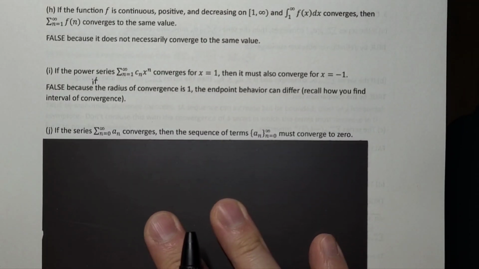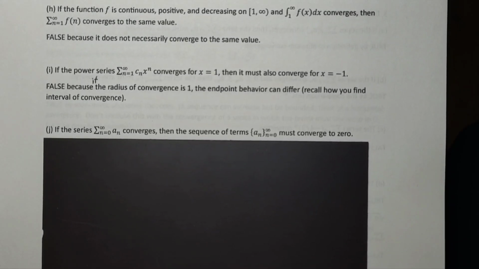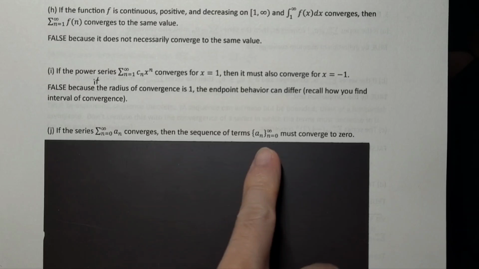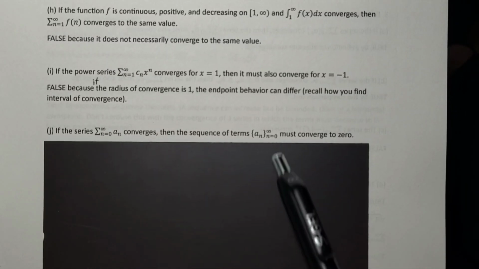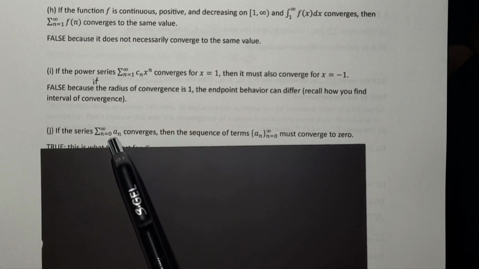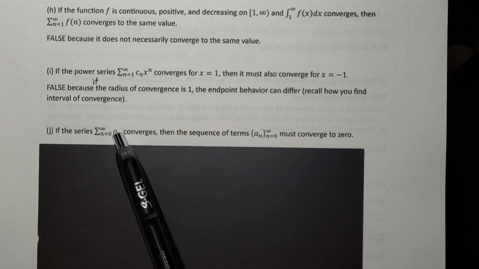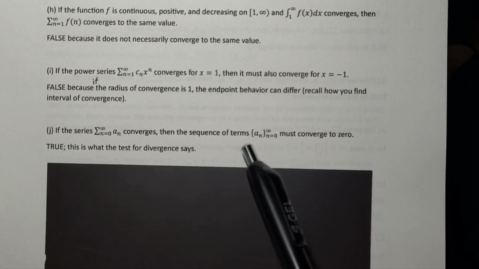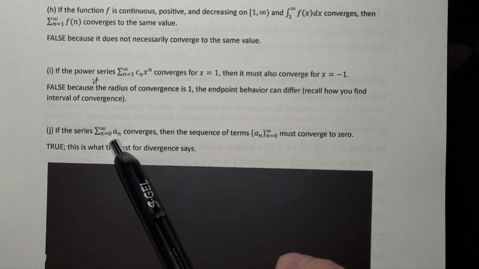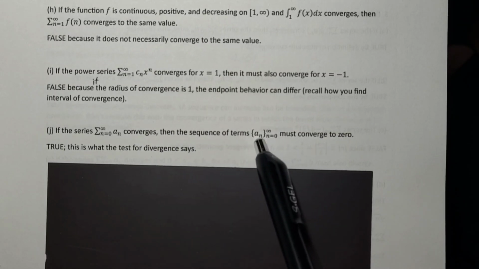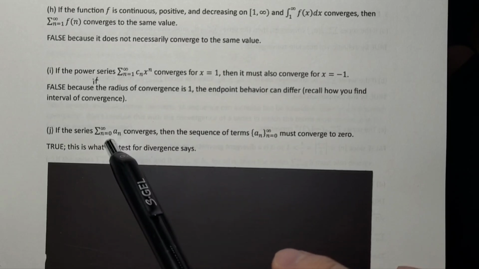If the series converges, then the terms must converge to 0. Is this true? Is this false? This is true. What does the test for divergence say? It says if the terms don't go to 0, then the series diverges. It doesn't say that if the terms go to 0, then the series converges.